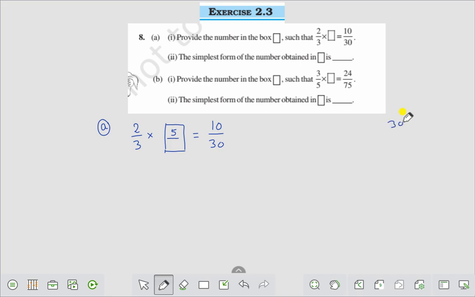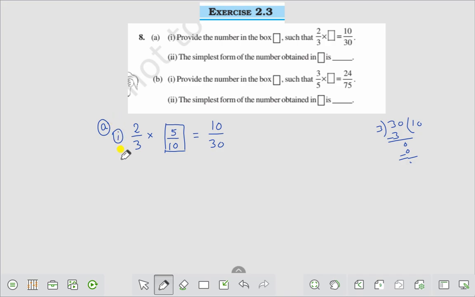Divide 30 by 3. That is 3 10s are 30. Right? That means if we multiply this 3 with 10, we are getting 30. Right? Therefore the answer here is 5 by 10. Right? This is question number 1.